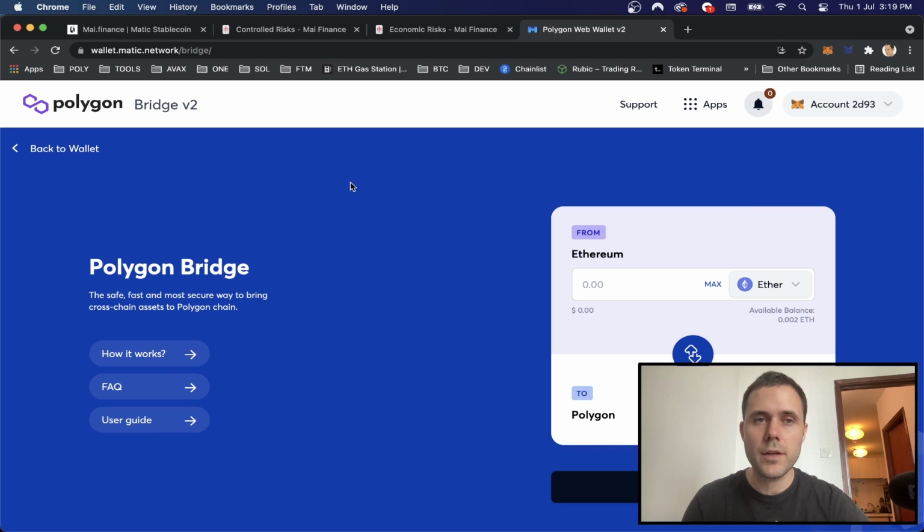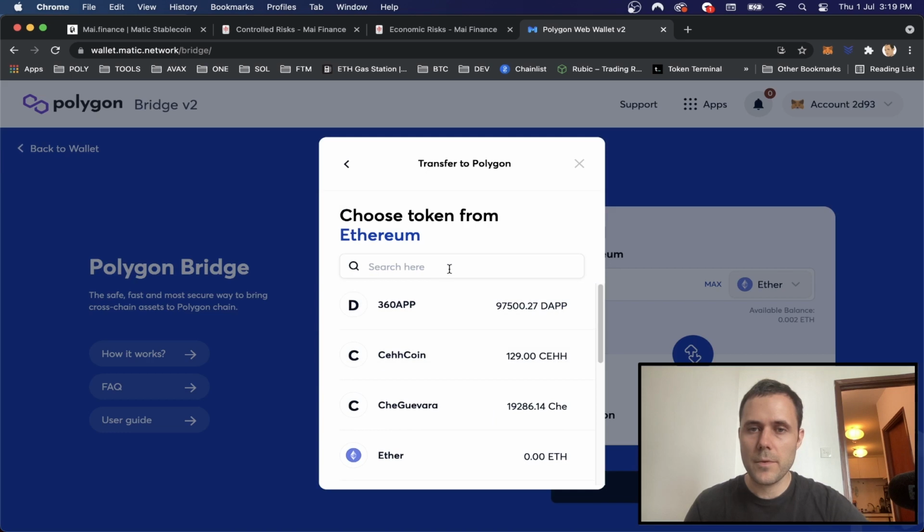Okay, so the third or fourth option is to use wallet.matic.network. Now this is what's called a bridge. So this is an application for bridging from the Ethereum chain to a Polygon chain. So we can change an ERC20 token into a Polygon friendly token. So we've got the options to choose from Ethereum. We should have Matic in here as well.